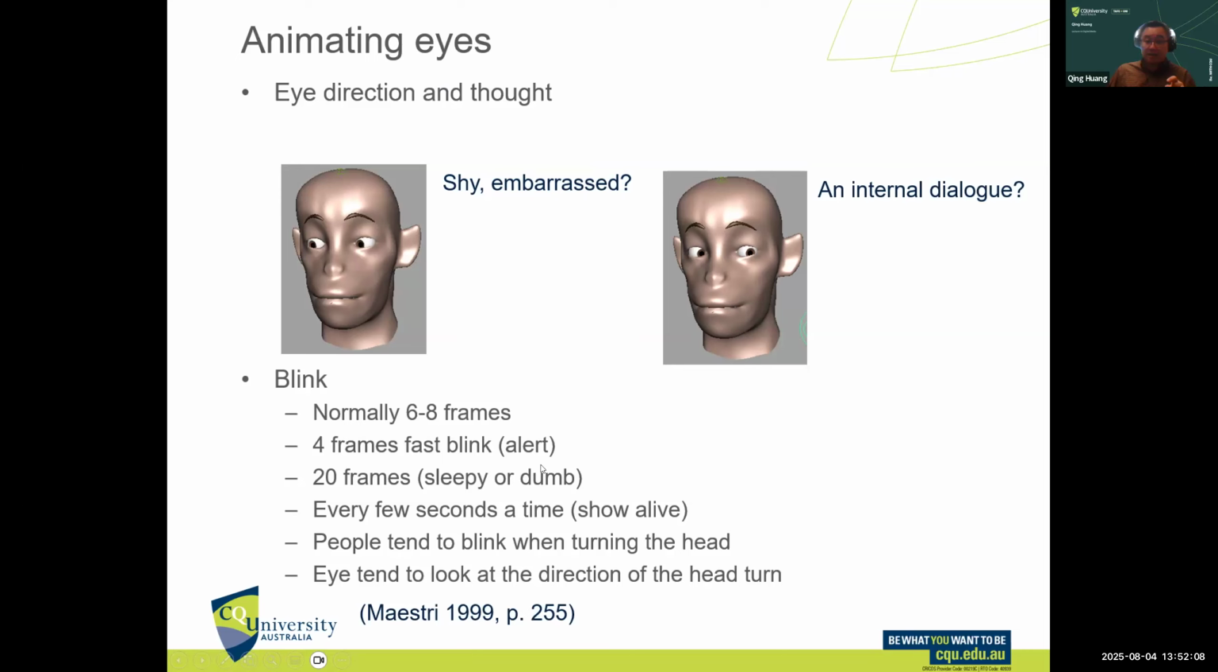The eye blinks every so often; the interval can be 6 or 8 frames. 4 frames is a fast blink, 20 frames is a sleepy one, a dumb one, or every few seconds to show it's alive. People tend to blink when turning the head. The eyes tend to look in the direction of the head turning.